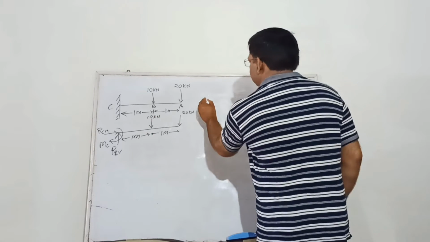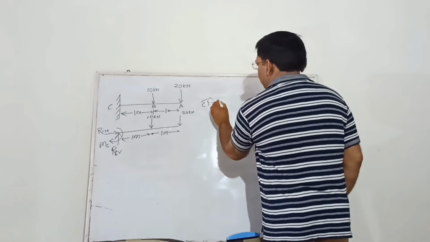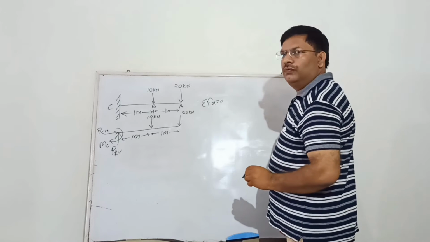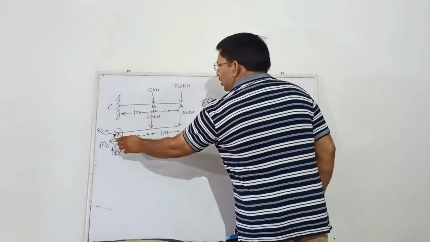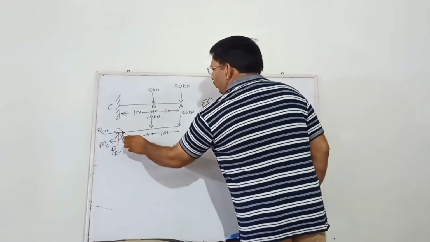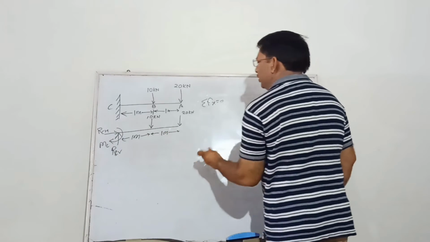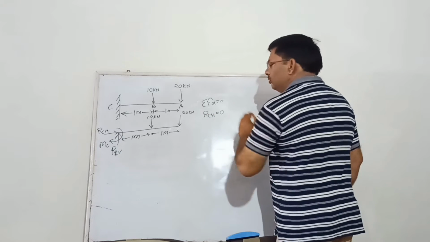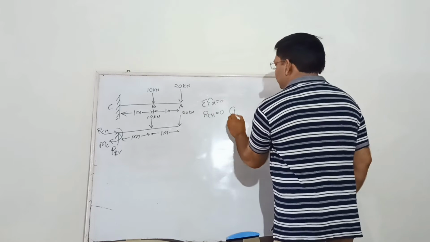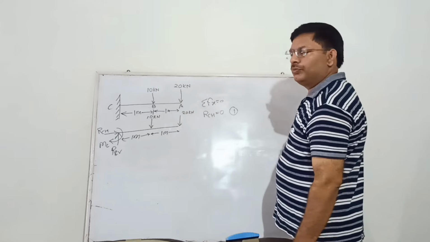Now we will use the conditions of equilibrium for solving these reactions. Our first equation is sigma Fx equal to 0, that is sum of all horizontal forces must be 0. You can see in this diagram there is only one horizontal force which is in positive x direction. So we will write the equation as plus RCH equal to 0. This is our first equation.